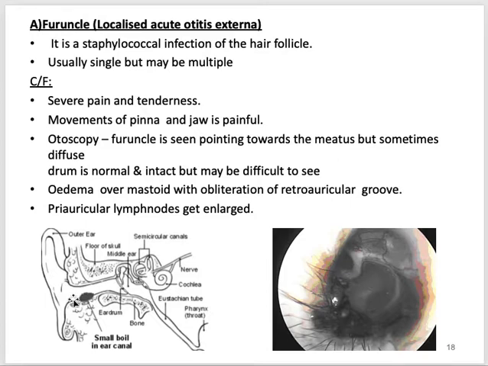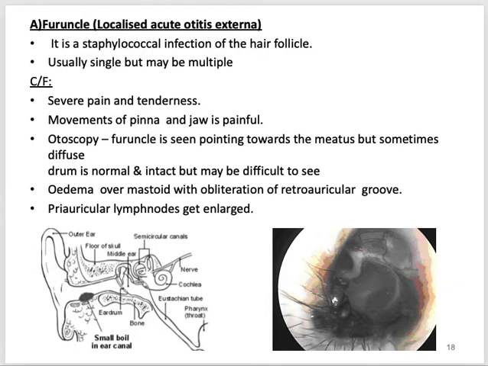Usually the furuncles can be single or it could be more. So you can see over here. And they have a severe type of pain. They have tenderness depending on the size of the furuncle. And when you move the ear of the patient, it is very, very painful. When they eat food, due to the movement of the jaw, it is very, very painful. And sometimes the furuncle is so severe that it can completely block the external auditory meatus. The lymph nodes can be enlarged as well.